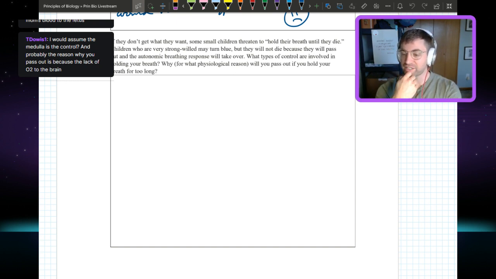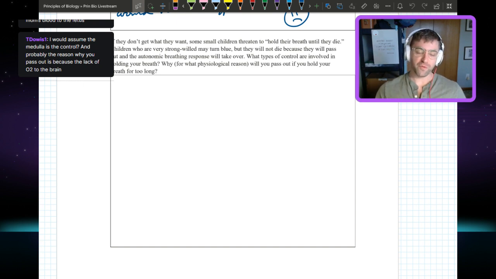So we've got some action in the chat here. Let's see. I would assume that the medulla is in control, and probably the reason you pass out is because of the lack of O2 to the brain. In a word, yes. We hold our breath. There's no O2 coming in. CO2 builds up. There's that increased acidity in the blood, right? And at some point, yes, there's a trigger where the brain goes, whatever's happening can't continue. We need oxygen. And then it causes that sort of autonomic takeover.